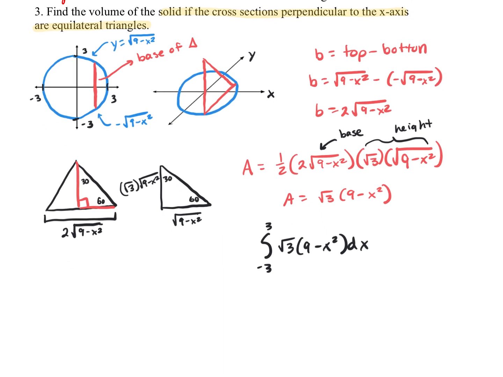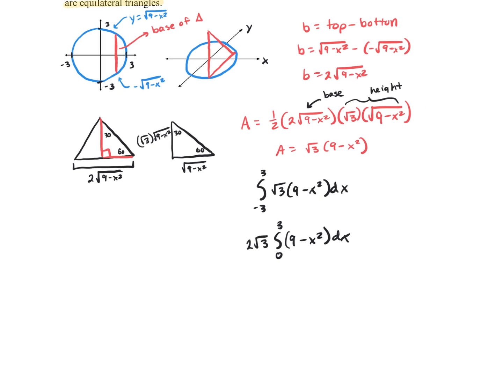So again, we can just pull out the root 3. And if we want, we can use symmetry to help us. So we can actually double that volume and then just go from 0 to 3, or from -3 to 0. But again, we know that this is going to be symmetrical over our y-axis, so we can just do 0 to 3 and we can double it. You don't have to do that, but it might just make it a little bit easier. So 9 minus x squared dx, and now we're ready to evaluate.